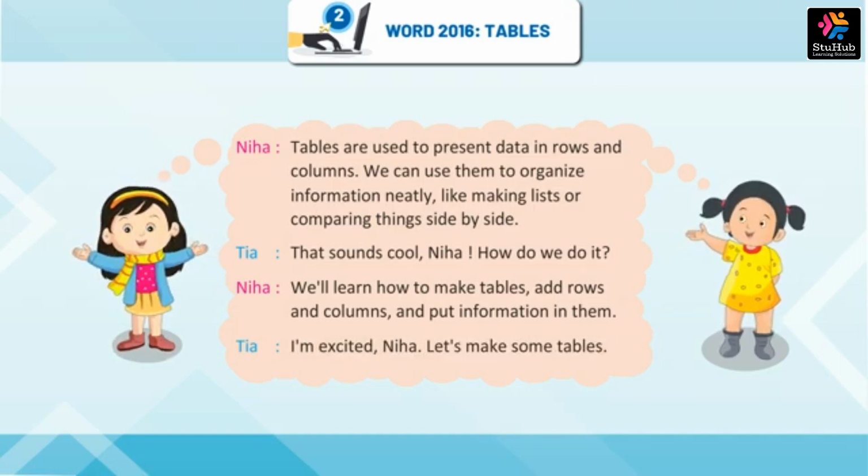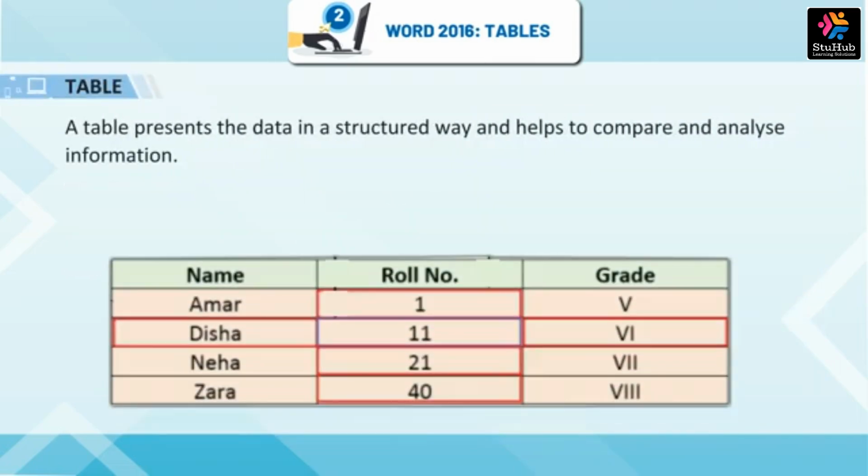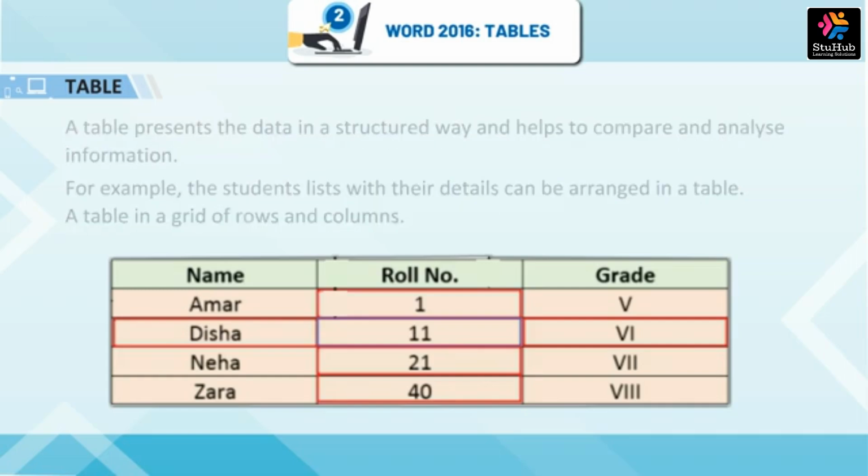Let's make some tables. Tables are useful for various tasks, such as presenting text information and numerical data. In Word, you can create a blank table, convert text to a table, and apply a variety of styles and formats to existing tables. Table. A table presents the data in a structured way and helps to compare and analyze information. For example, the students' lists with their details can be arranged in a table. A table is a grid of rows and columns.